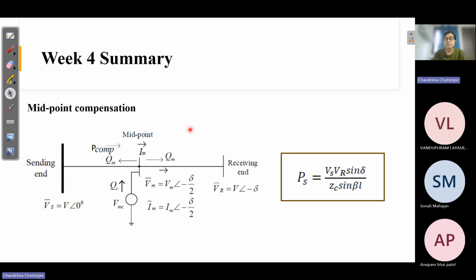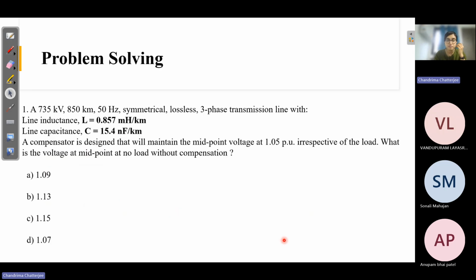And in the lecture, the shunt compensation and series compensation methods are also discussed. You can go through the lecture and you will see how we do the shunt compensation and how we do the series compensation. What is the difference? What is the most effective one? All these things you can see in the lecture. Okay, so now I shall start the numericals.